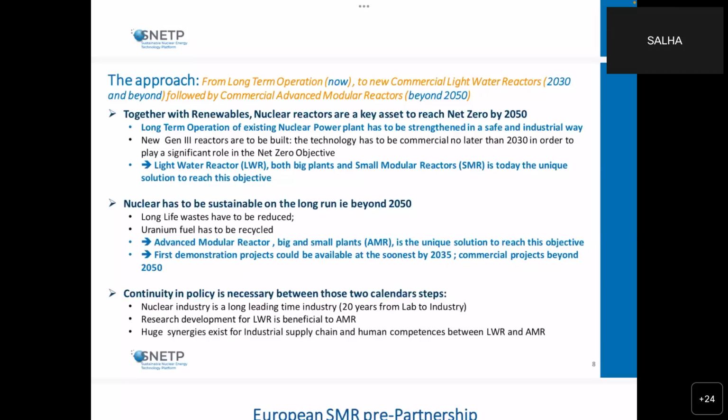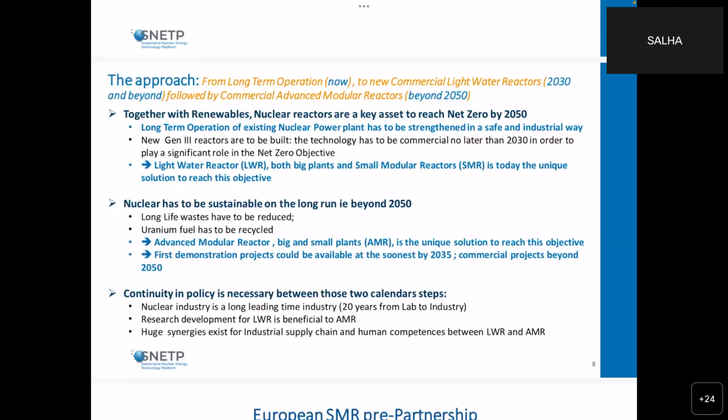And we have to cope with this question, and so we have to recycle. And if we want to deal with those two elements, long-life waste on the one hand and recycling of the fuel on the other hand, the only solution is in fact generation 4 reactors and AMR, what we call advanced modular reactors, so fast reactors, fast breeder reactors. When? Of course you know that we have no industrial project at this time of this technology, of the different technologies belonging to the AMR family.